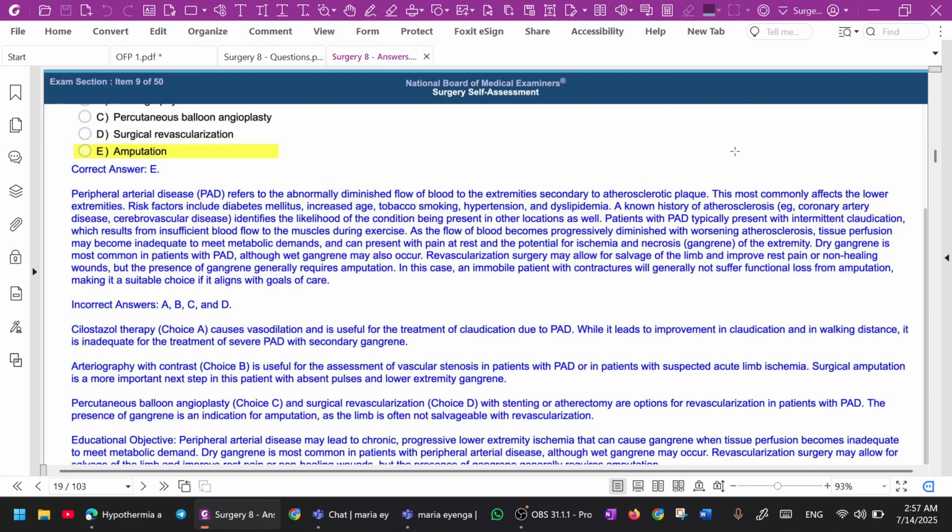Surgical revascularization, percutaneous balloon angioplasty with stenting, or atherectomy are options for revascularization in patients with PAD. The presence of gangrene is an indication for amputation as the limb is not salvageable with revascularization.